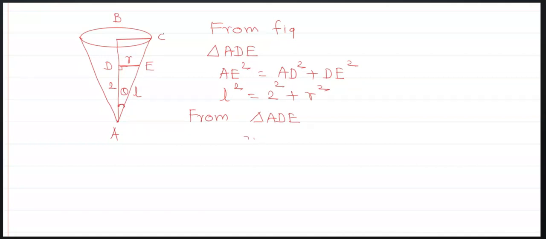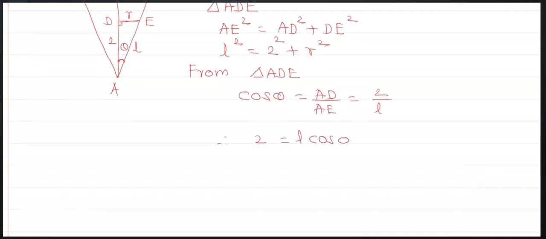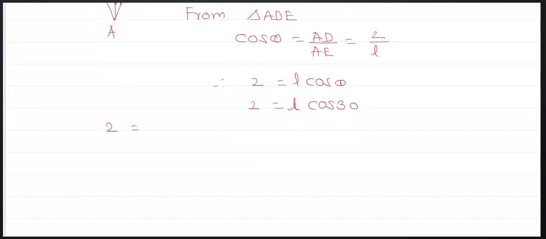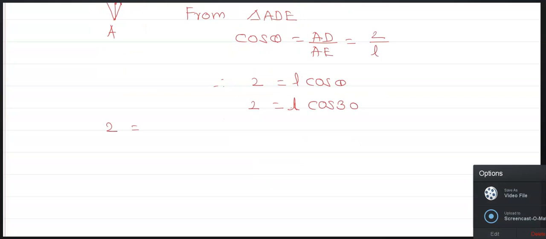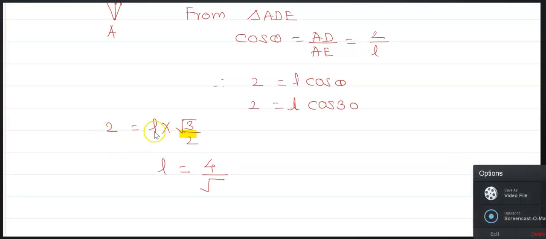And also from the triangle ADE, cos theta is equal to AD upon AE, that is 2 upon L, that is 2 = L cos theta, and the angle is 30 degrees. Therefore, 2 is equal to L into root 3 upon 2. Therefore, L is equal to 4 upon root 3.